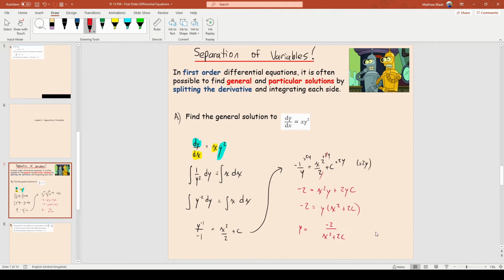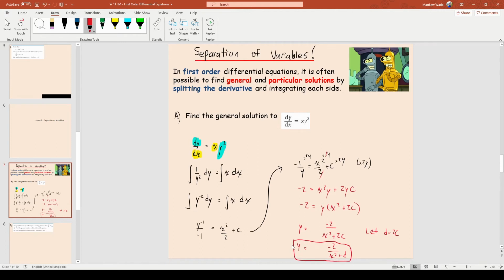C is just a constant, and we don't know what that constant is anyway, we're going to have to work out what that constant is. Let D equal 2C. That way you're going to get y equals -2 over x squared plus D. You've just figured out the answer to our differential equation. So you've put it in a form that is finished, and hooray! Good work. On to the next question.